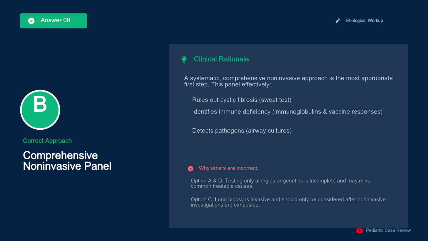Allergy testing alone misses important diagnoses. Lung biopsy carries risks and should be reserved for cases where non-invasive testing is inconclusive. Genetic panels are expensive and should be targeted based on clinical suspicion. A systematic non-invasive approach identifies most underlying causes before considering invasive procedures.